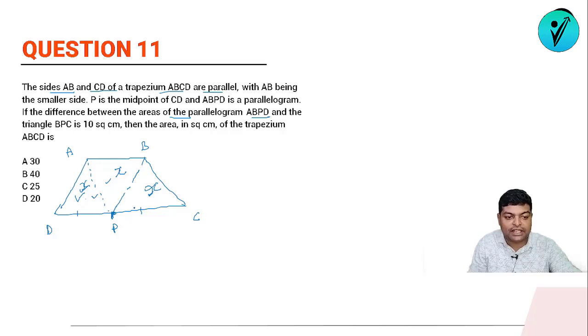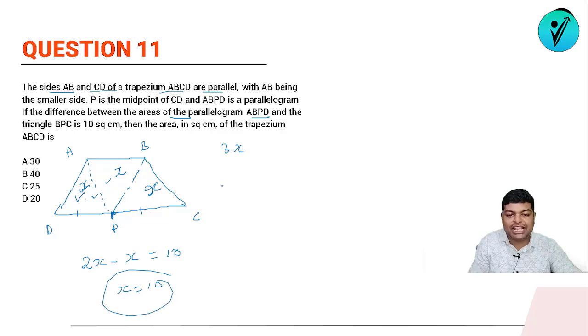So what will be the area of the complete trapezium? It is x plus x plus x, which is 3x. And what has been given? Area of the parallelogram, which is 2x, minus area of the triangle, which is x. If you take the difference of it, it is 10. So the value of x is 10. So what is the value of 3 times x? It's 30. Very easy question.